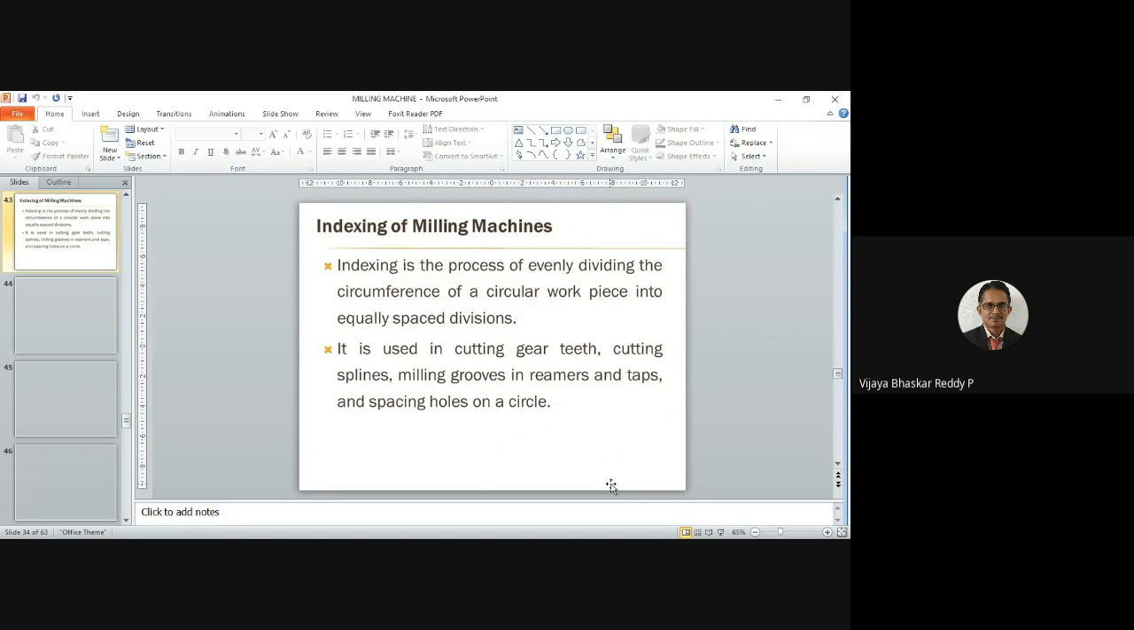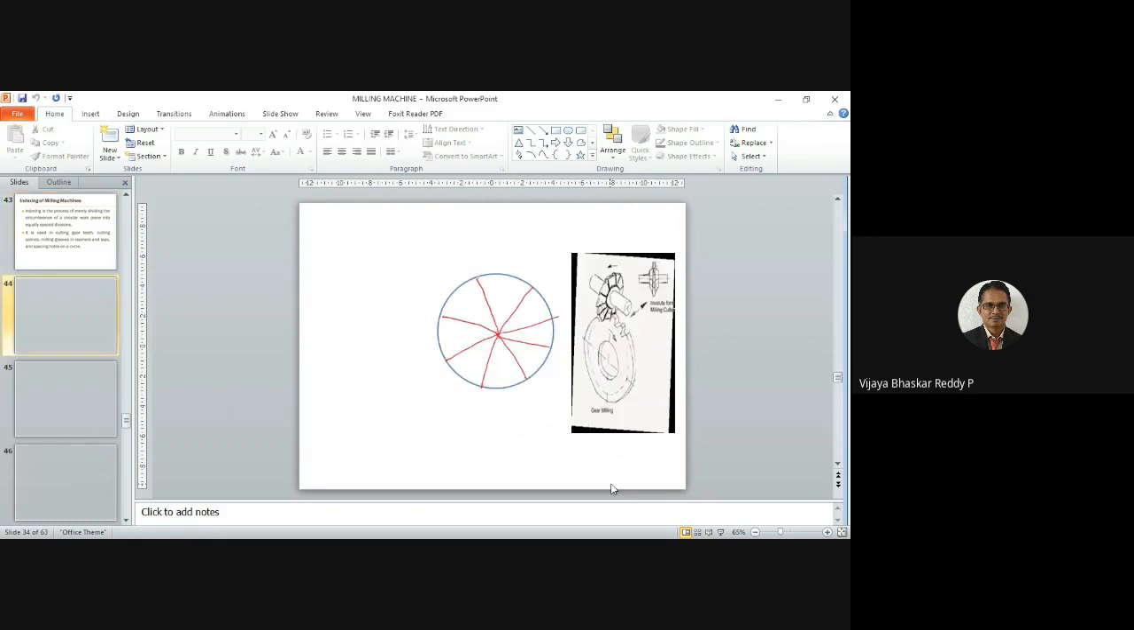Those holes we can arrange, maybe bolts, equally arranged. At that time we can also use indexing. Now you can see this diagram, so the division may be equal.